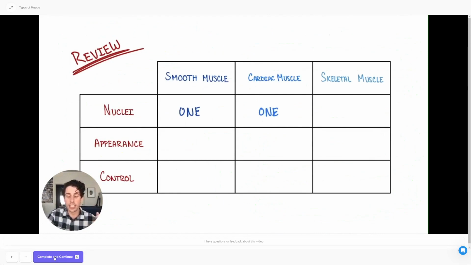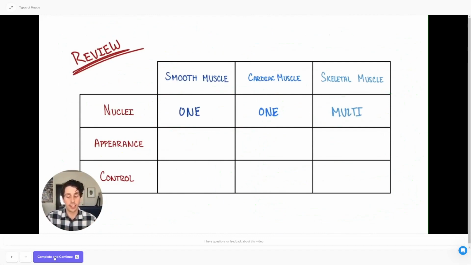Well, with the skeletal muscle, this one does differ just a little bit. This is going to be a multinucleated cell. So this is a multi. And so these two right here, the cardiac muscle cells and the smooth muscle cells are similar in that respect, but the skeletal is a little bit different in that respect as well.